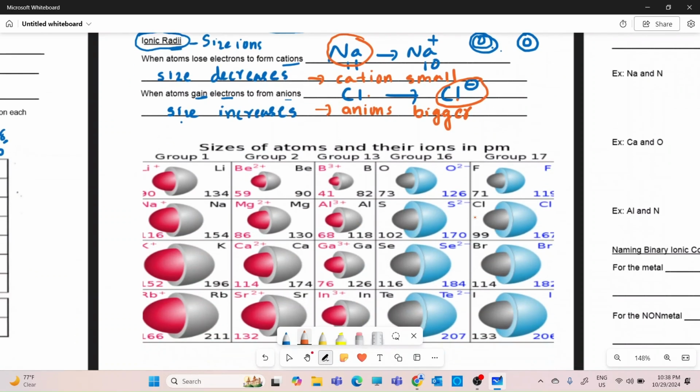Okay, so this image will help you to understand. All the red ones are cations and the gray ones are the parent atoms. So this is lithium and this is the lithium plus ion. So the plus ion is smaller than the atom. So all cations are smaller than their atoms. And when you look at the right side, all the blue ions, which are anions, and the gray ones are atoms. So the blue ions, the negative ions, are bigger than their parent atoms.